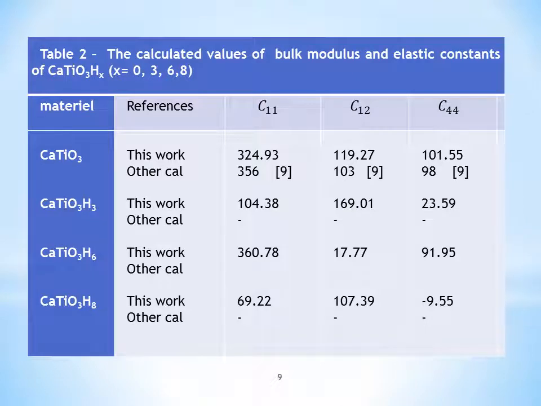In table 2, the calculated values of these materials satisfy all above conditions, which shows that just CaTiO3H6 is elastically stable at ambient pressure. These calculated elastic constants have been used to obtain the mechanical properties given in table 2. It can be said that this compound, just CaTiO3H6, is mechanically stable in this case.